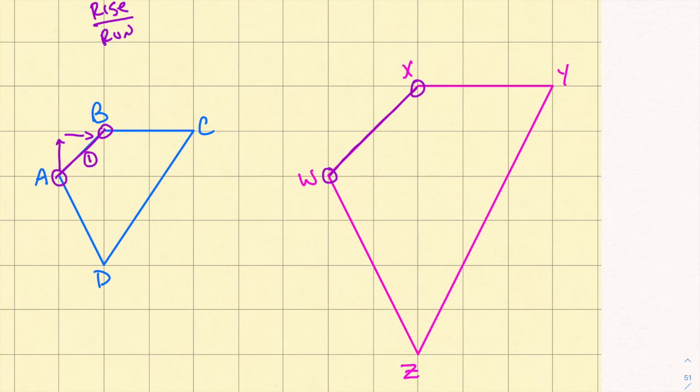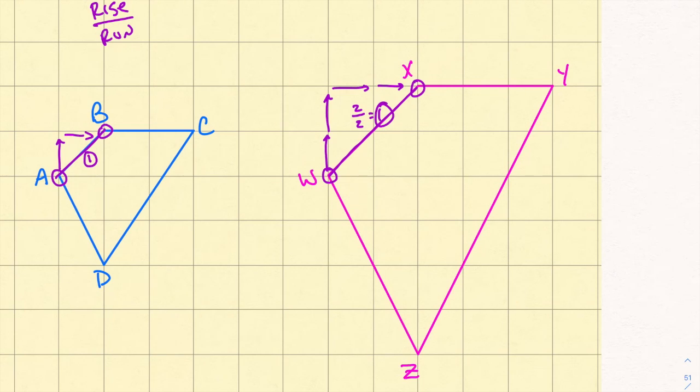From W to X, I rise 2 units, I run 2 units. 2 divided by 2 is 1. So the first side lines up, right? The first side, they're corresponding because they have the same slope. Let's try the second one.